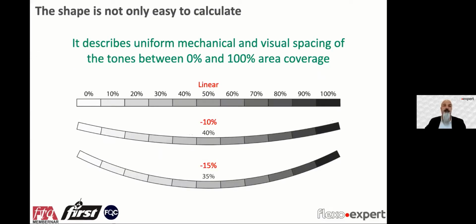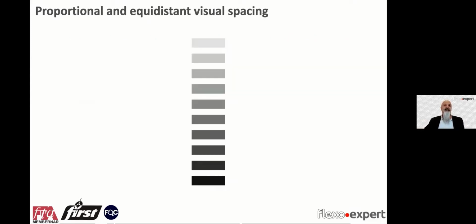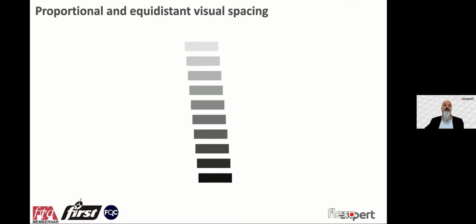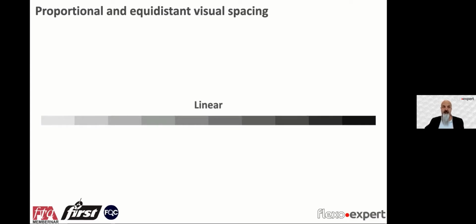The compensation curve built in this way has several great advantages. First of all, it describes uniform and proportional visual spacing of the tones between the 0% and 100% area coverage. And then it is perfectly, numerically, geometrically, Euclideanly smooth, okay? And what does it mean to have proportional and equidistant visual spacing of the tones? It means that all the segments that are describing the compensation curve have the same length. This is quite obvious when we think of a linear plate condition like 10, 20, 30, 40, and so on, right?